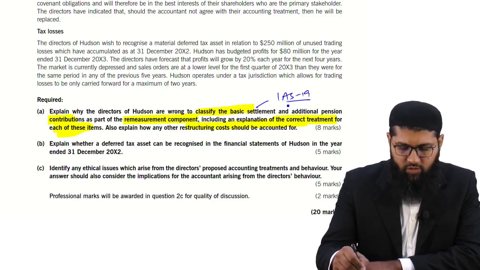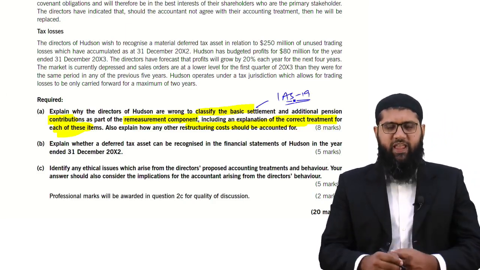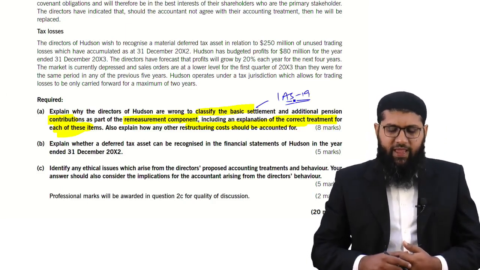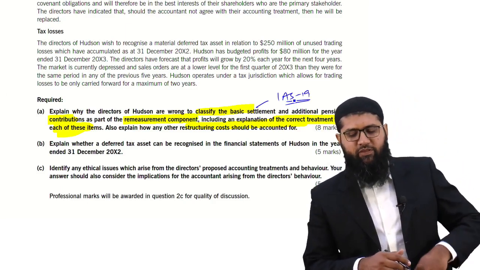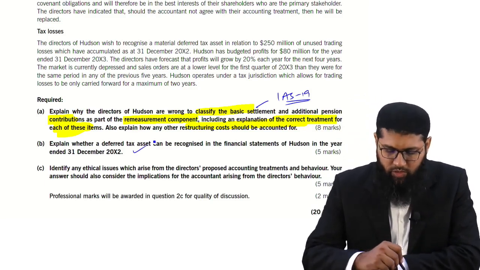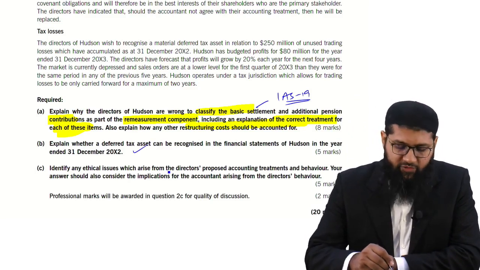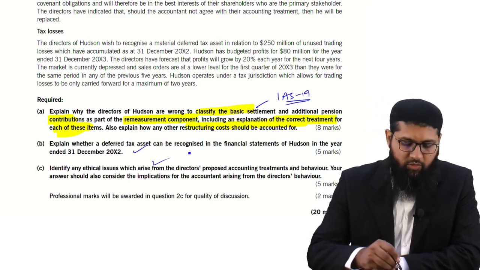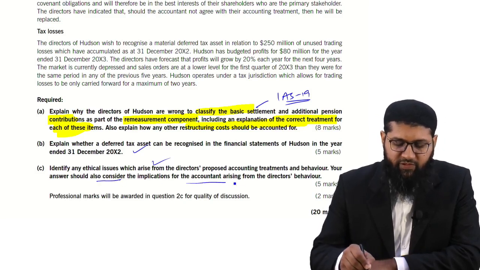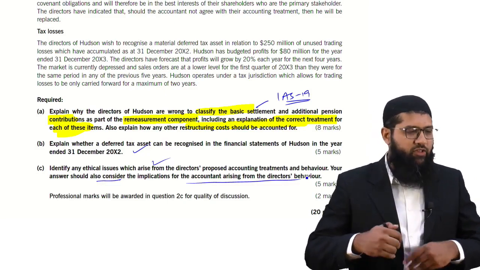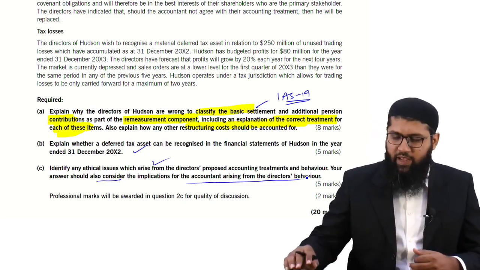Employee benefits. Second, it says, explain why a deferred tax asset can be recognized in the financial statements of Hudson in the year ended 31st December 2002. Identify any ethical issues which will arise from the director's proposed treatment and the behavior. Your answer should also consider the implications for accountant arising from the director's behavior. So there is this ethical issue also that actually needs to be covered.